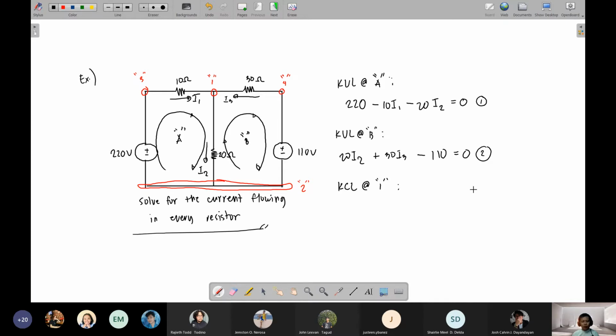So again, entering current is positive, leaving current is negative. So from here, I1 is about to enter node 1, so that would be positive. I2 is leaving node 1, going away from node 1, so negative, minus I2. And lastly, I3 is going towards node 1, so positive. So that would be plus I3. Okay? Then there are no other unknown currents connected at node 1, then equate to 0. So now we have our third equation. Okay? So we have achieved our desired number of equations.